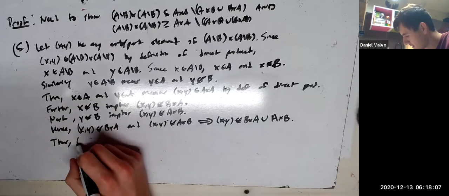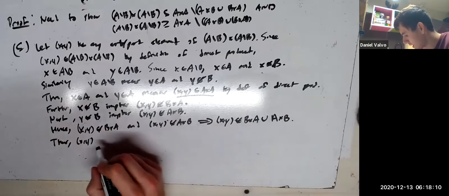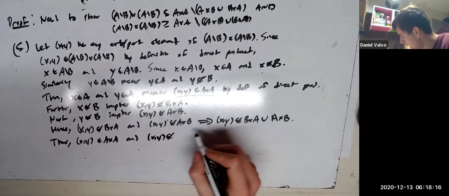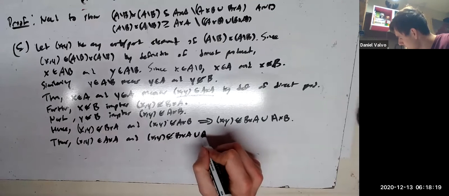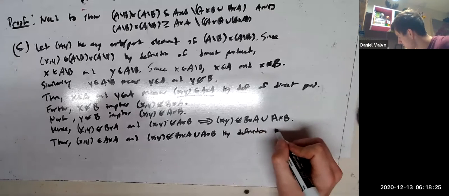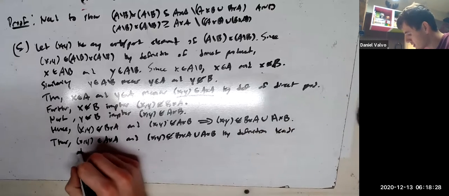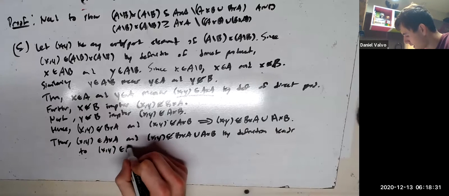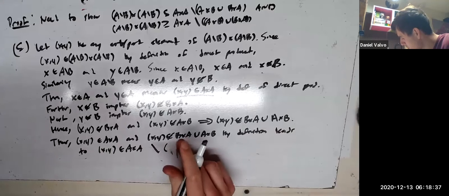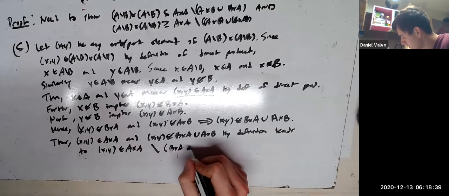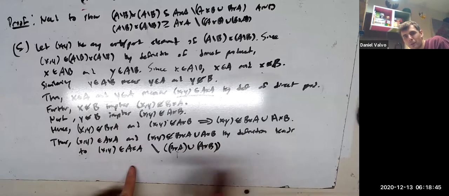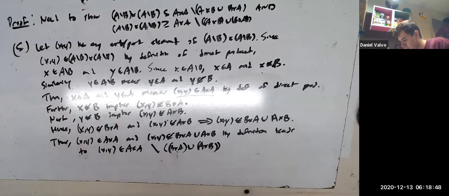Thus, (x, y) in A cross A and (x, y) not in B cross A union A cross B, by definition, leads to (x, y) in A cross A minus B cross A union A cross B. Or you can do A cross B union B cross A. Remember, union's commutative, it doesn't matter the order.